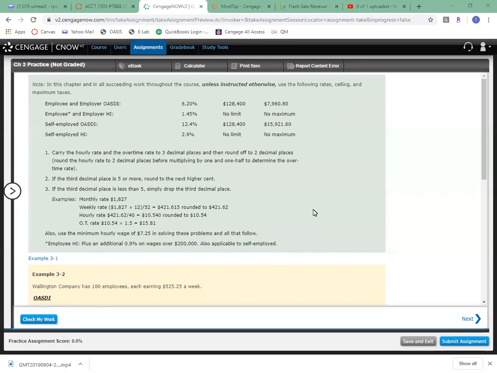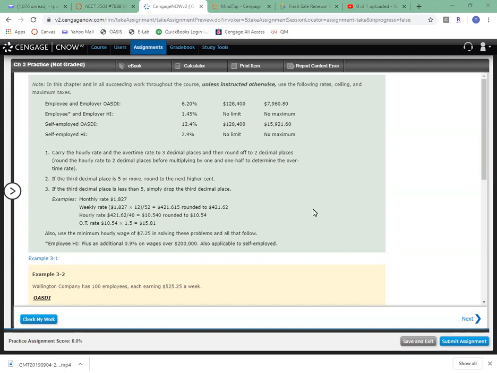In the book, it's going to refer to your Social Security tax, your FICA Social Security, as the Old Age and Survivors Disability Insurance, or OASDI for short. And then for Medicare, you have HI. So when it refers to those, that's what it means. Our book is following the 2018 tax laws.